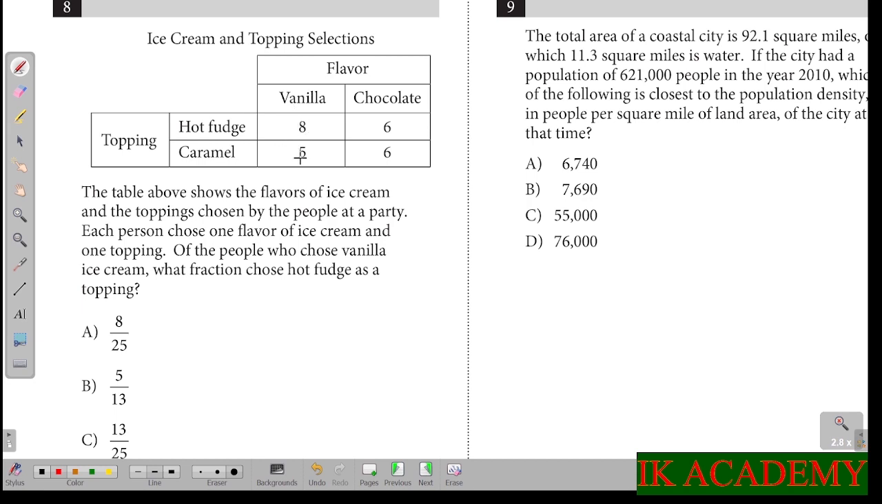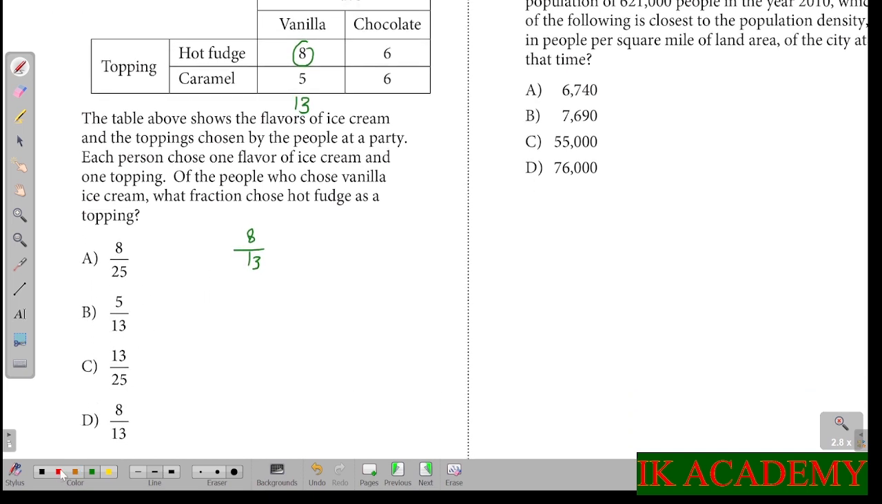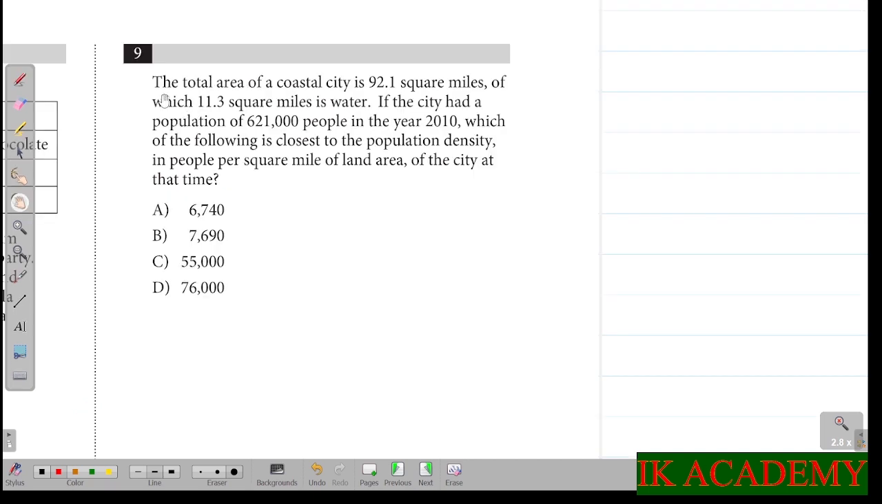So the number of people who like vanilla flavor is 8 plus 5, which is equal to 13. And the number of people who like vanilla flavor with hot fudge is 8. So the fraction of those people who like vanilla and hot fudge is equal to 8 by 13, which is option number D. So the next question is question number 9.